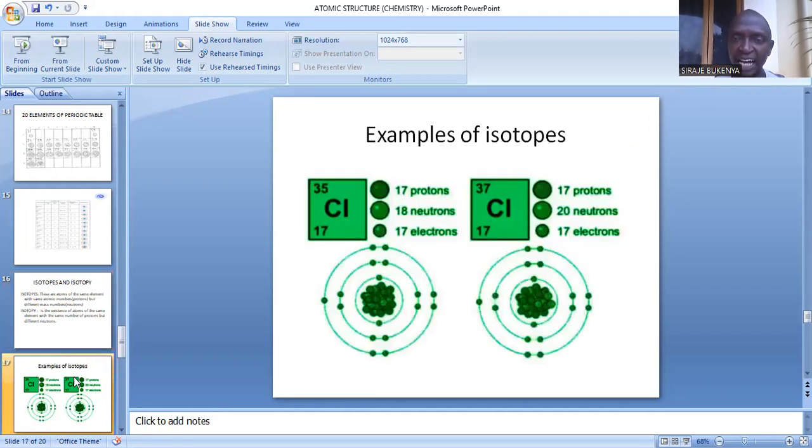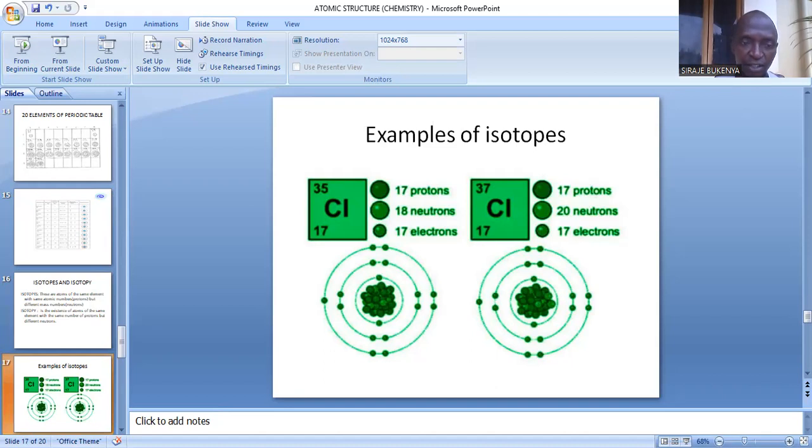Like if you look at chlorine, chlorine has isotopes. You can see here the mass is 35, but here the mass is 37, which means the protons are 17, the same proton numbers, but different neutron numbers. Here they are 18, here they are 20. So giving a different mass. And you can see the arrangement of the electrons in the shells.